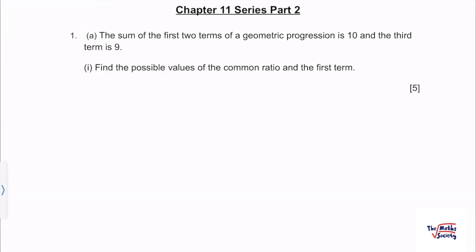It says that the sum of the first two terms of a geometric progression is 10 and the third term is 9. So we know that if this is a geometric progression, there's going to be a common ratio r. The third term is ar^2, which is equal to 9. The first term is usually a, and the second term is usually ar. They say the sum of the first and second terms equals 10. So we know that ar^2 equals 9 because that's the third term value. And if we want a, it's just going to be 9 divided by r^2.